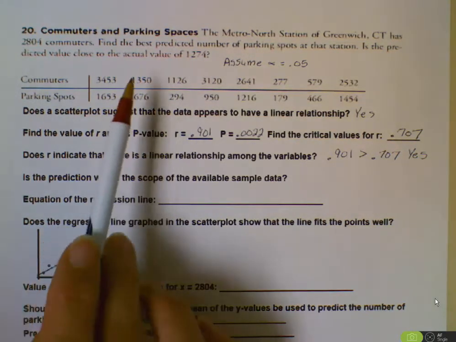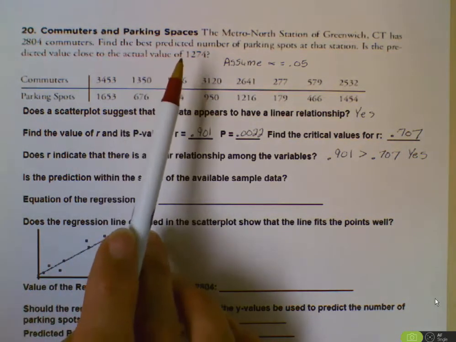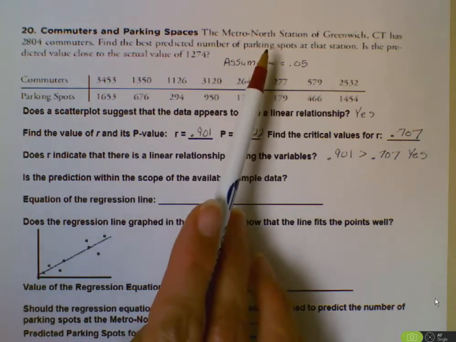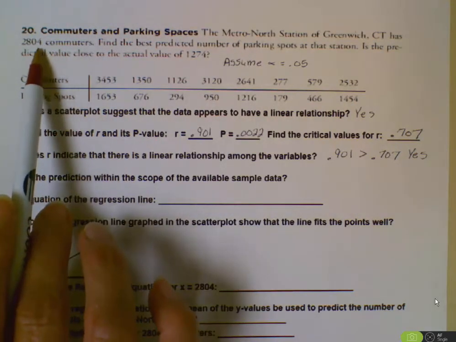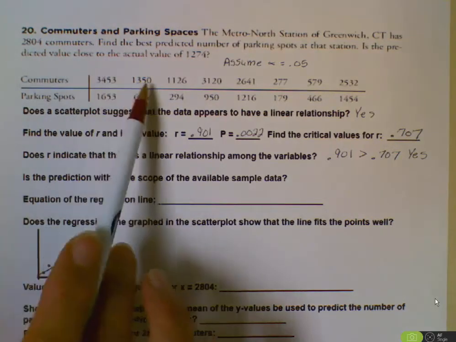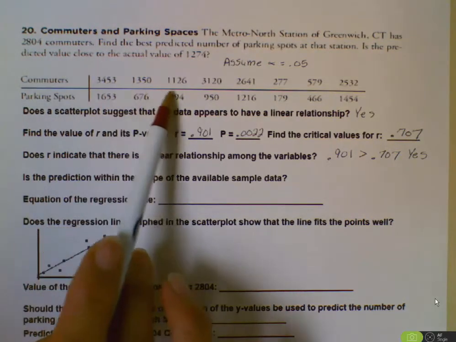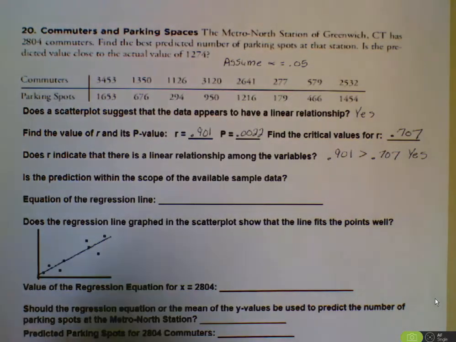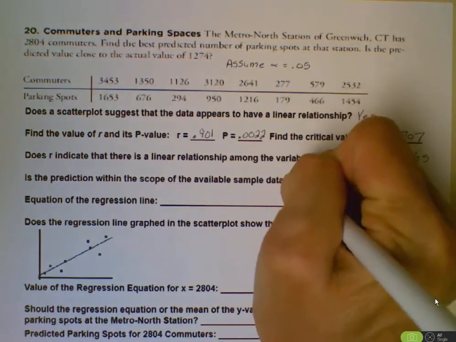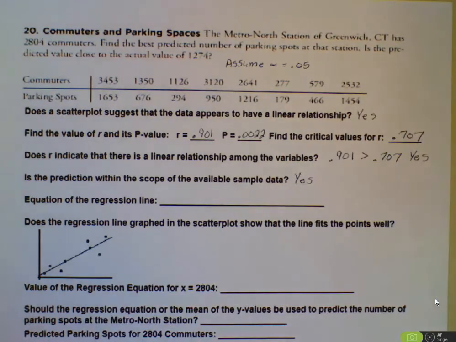We're trying to predict the number of parking places at Greenwich, Connecticut, Metro North Station. It has 2,804 commuters. That's my X value, and it is within the scope of these other stations' number of commuters. So yes, the prediction is within the scope of the sample data.